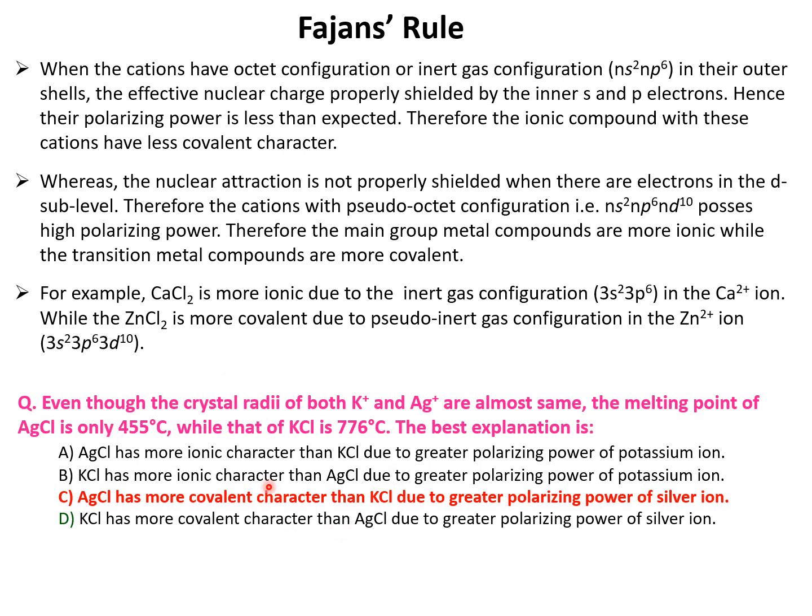One more question in order to make it clear. Even though the crystal radii of both K+ and Ag+ are almost the same, the melting point of AgCl is only 455 degrees, whereas KCl is 776. The best explanation: AgCl has more covalent character than KCl due to the greater polarizing power of the silver ion.